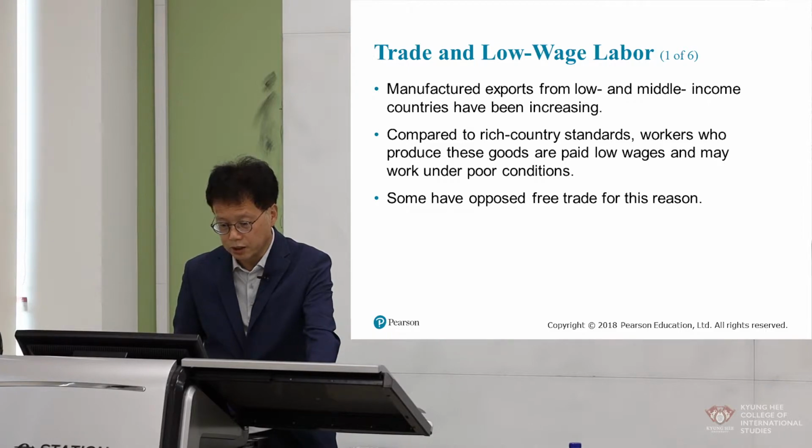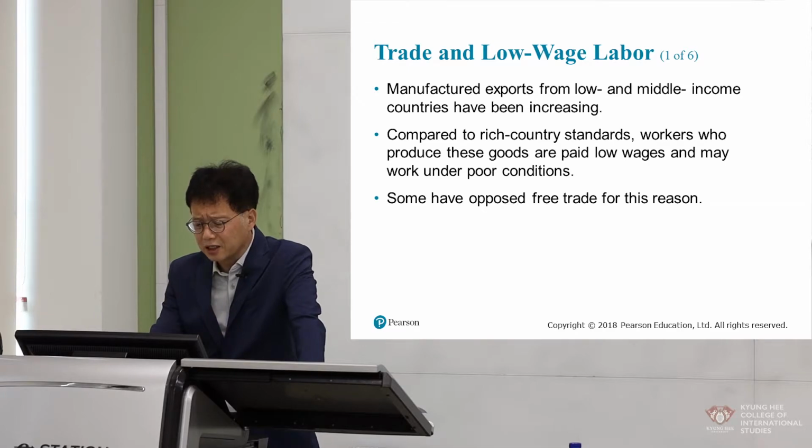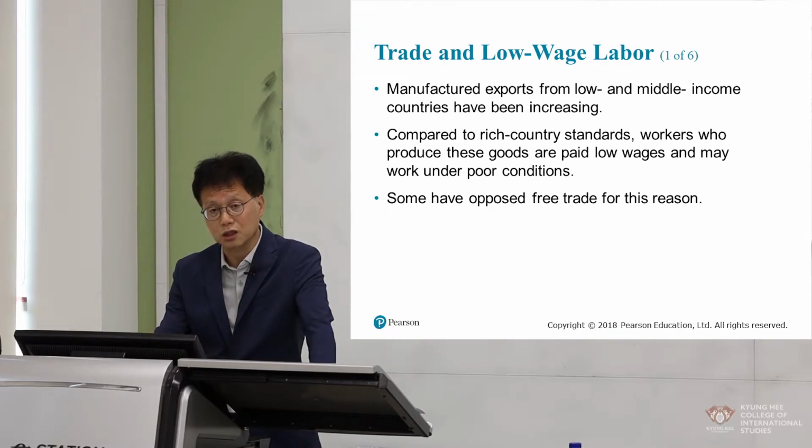Trade and low wages. Slide number 23. Manufacturing exports from low and middle income countries. Low and middle income countries means low per capita GDP countries, low GNI countries. So manufactured exports from developing countries have been increasing. We already studied this in chapter 11, after the 1980s.